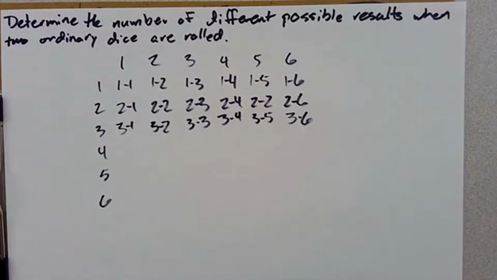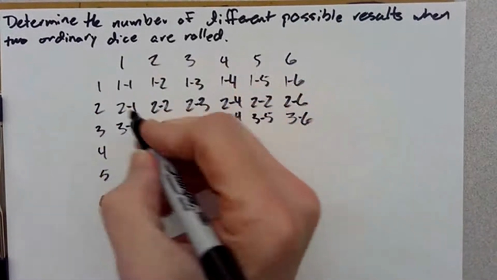But the question is, are all of these unique? Is 1,2 different from 2,1? In each case, we're getting a 1 and a 2. This is where I check what the book actually wants us to say here, because it can go either way depending on the way that people want us to look at this. And the answer is yes, they are different for purposes of our book.